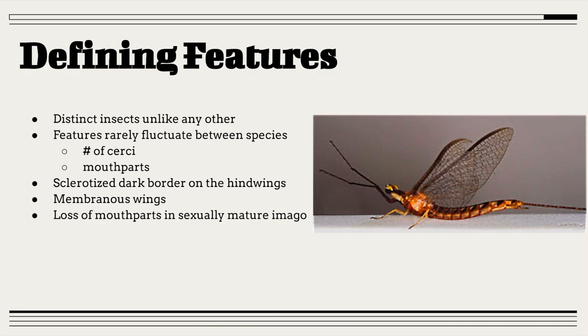The wings are membranous and with many veins forming a geometric square pattern, and have a sclerotized dark border on the hind wings. You can see that here in the photo. A defining feature of Hexagenia limbata specifically is the lack of their functional mouthparts that are lost in the incomplete metamorphosis.